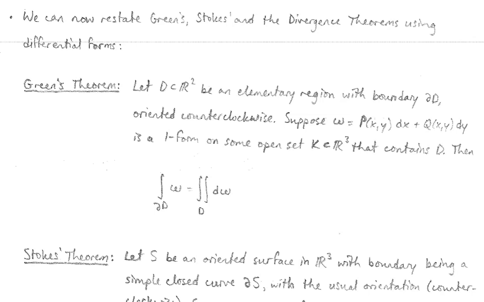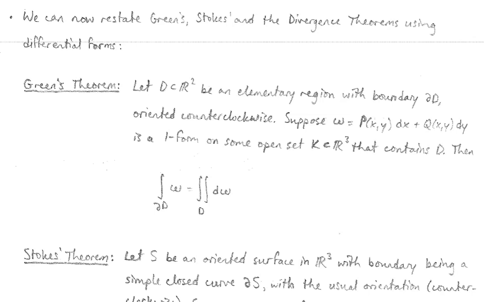So in the statement of Green's theorem, you have a subset of R2, D, an elementary region, and there's a boundary curve partial D, and typically we orient this counterclockwise. Suppose omega, which is p dx plus q dy, where p and q are both functions of x and y, is a differential one form on some open subset of R3 that contains D. So D is a subset of whatever this set K is.